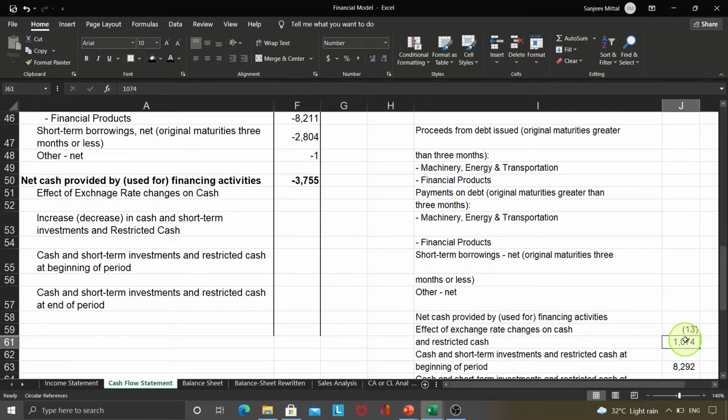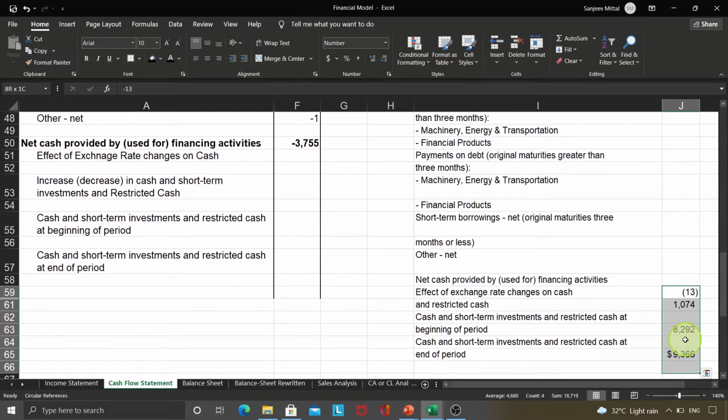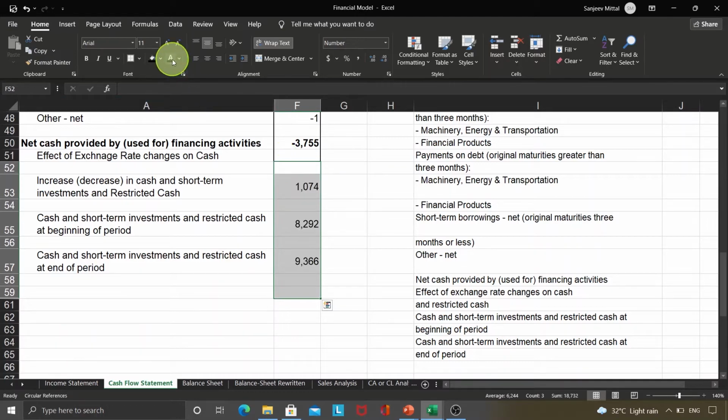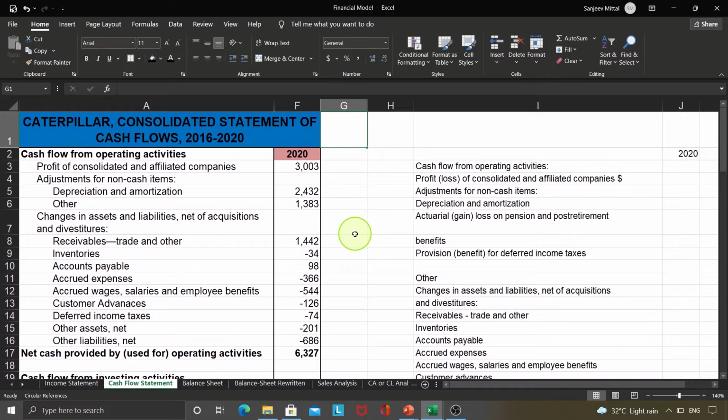After that, there are other items just like net cash provided by the financing activities, your effect of exchange rate on cash, short-term cash and cash equivalents at the beginning of the period, and finally cash and cash equivalents at the end of the period. And I have shown all these other items also inside it. So in this manner, we have prepared our cash flow statement for the year 2020.